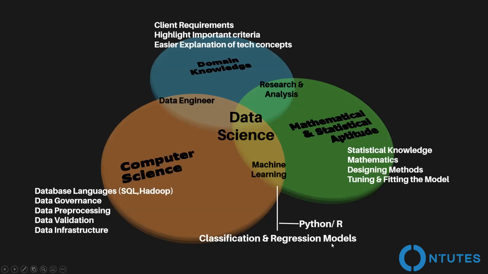Okay, fine. So these are the three things which are required in data science, and data science consists of these three pillars, I would say. Any questions so far? I haven't explained what Python and R and classification and regression are. We will take this in the next slide.